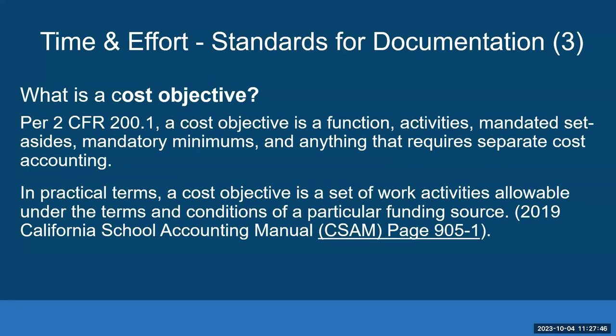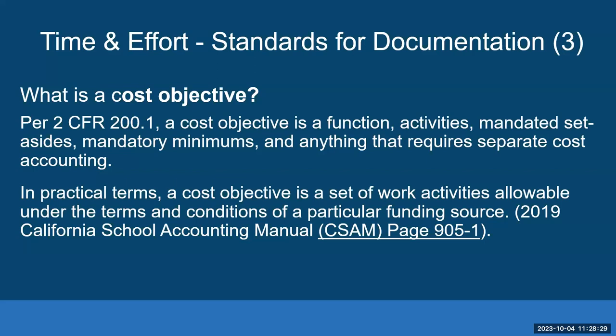And again, as mentioned, cost objective. This is one of the standards of the documentation: the records must support the distribution among specific activities or cost objectives. So in the regulation, a cost objective is defined as a function, activities, mandated set-asides, mandatory minimums. For example, with AEFLA, there is a requirement that you can spend up to 5% for administrative costs. So that's what makes administrative costs a cost objective.